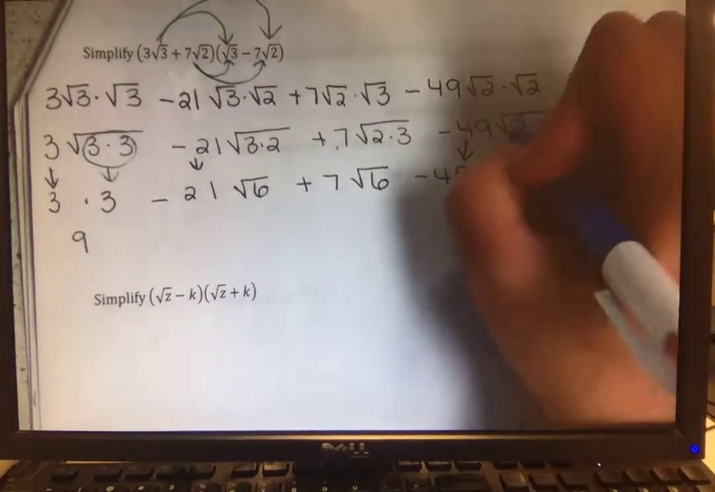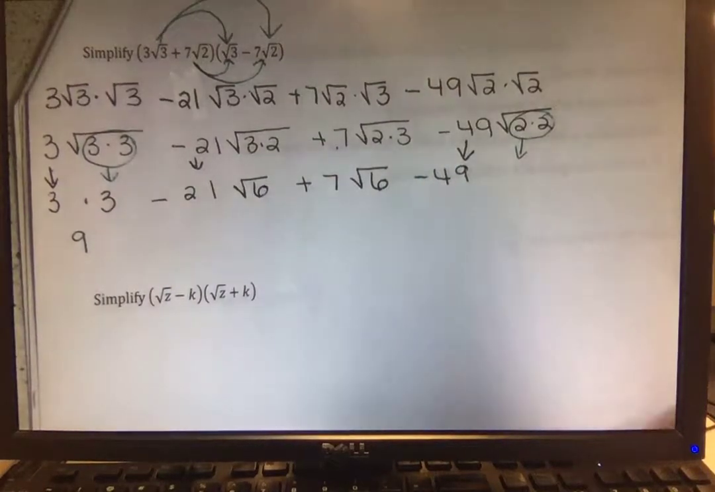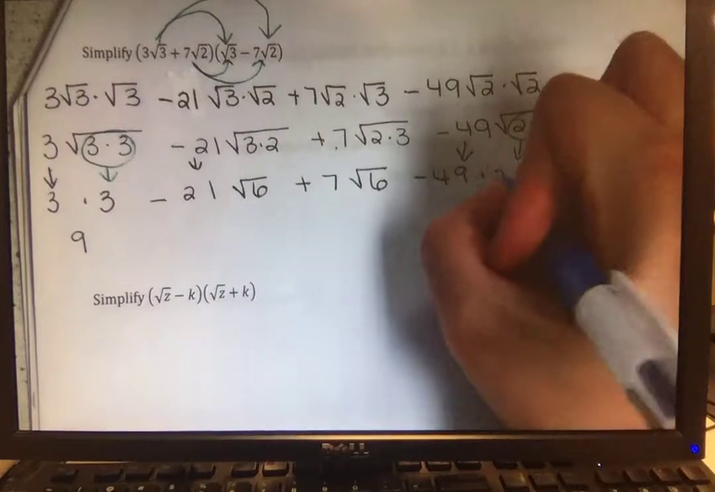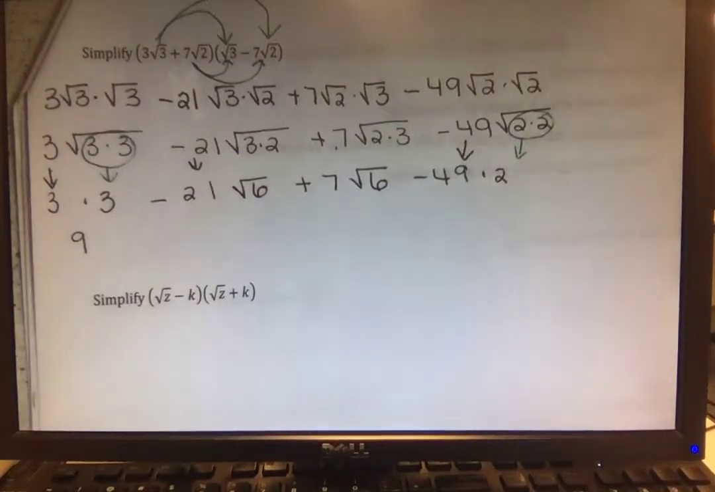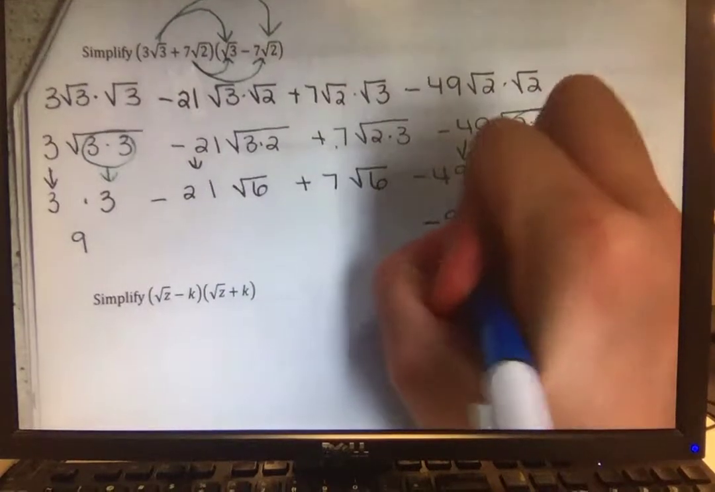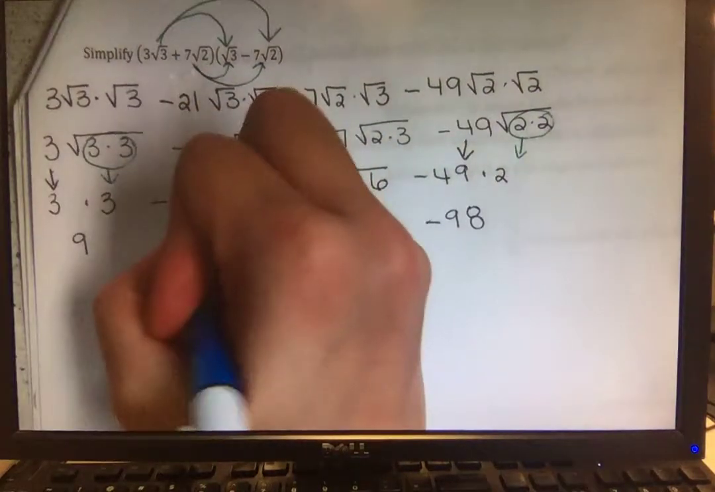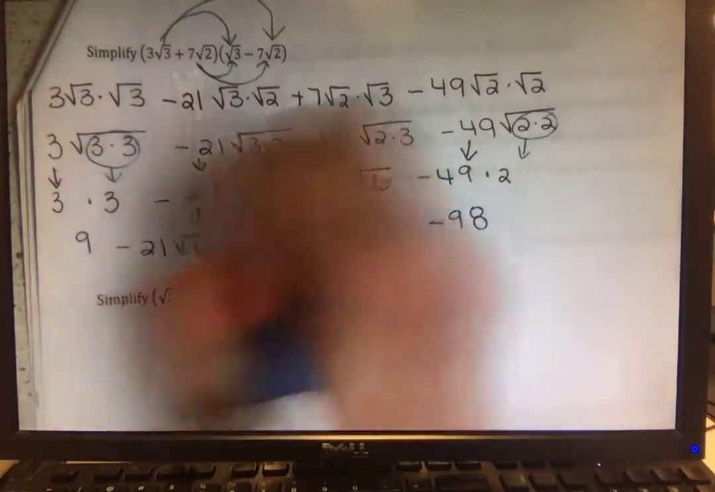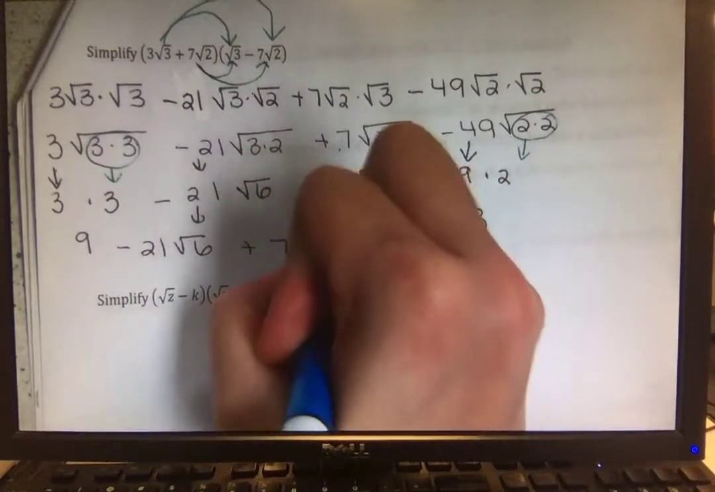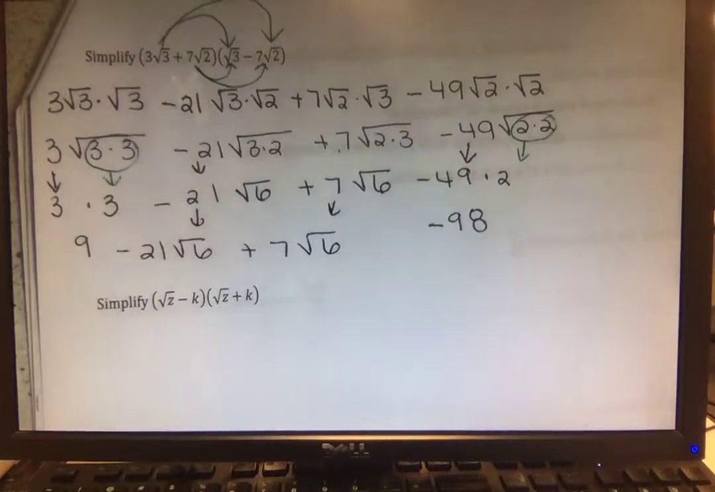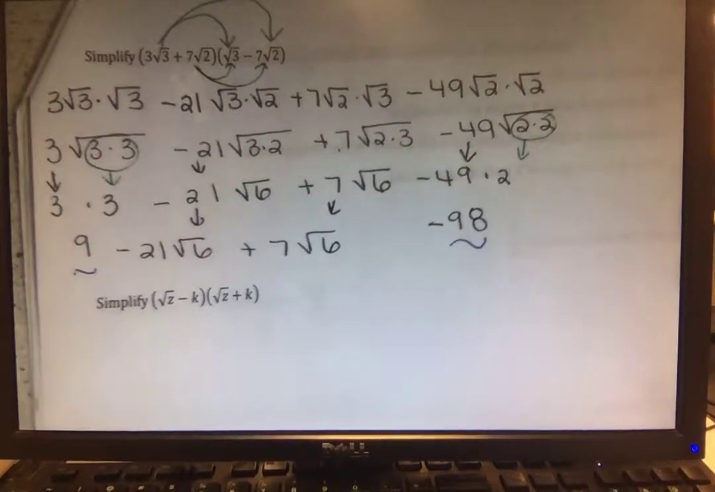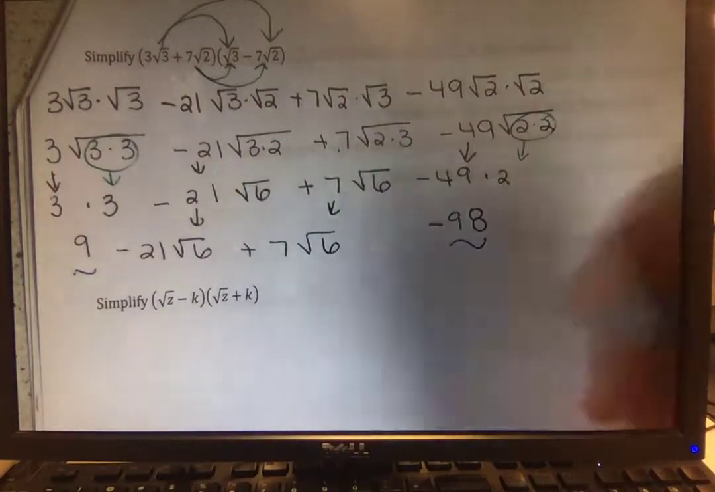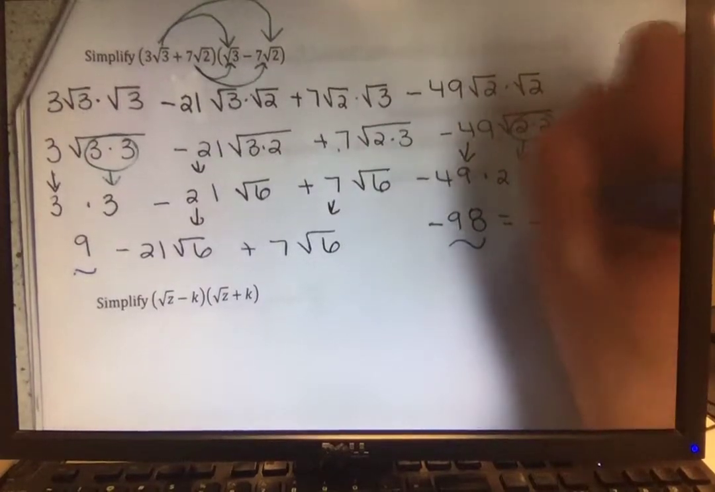Underneath the square root, we have 2 times 2, so that's 2 of a kind. That can come out of the radical, which will give us negative 98. So I have 9, bringing this down, minus 21 square root of 6, plus 7 square root of 6, minus 98. So lastly, combining like terms, we have 9 minus 98, which will give us negative 89.